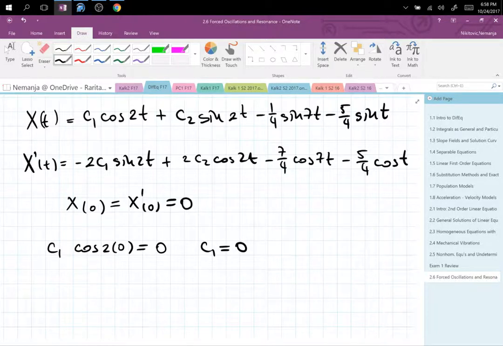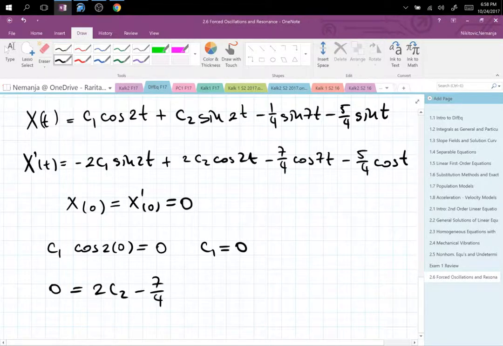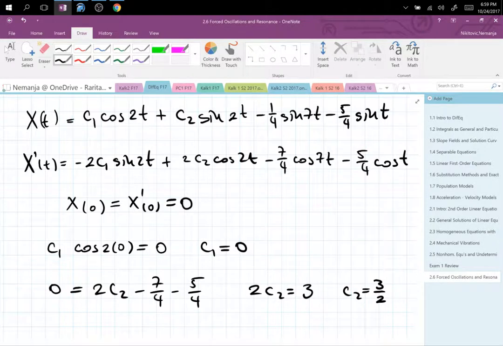Now, for the second equation, we have all of the terms with a sine die, and all of the cosines survive. So we have 0 is equal to 2c2 minus 7/4 minus 5/4. So 2c2 is equal to 12/4, which is 3. c2 appears to be 3/2. Negative 7 plus negative 5 is negative 12. Negative 12 divided by 4 is negative 3. Goes to the other side, becomes 3. Divided by 2 is 3/2.